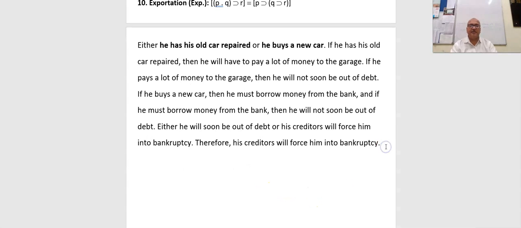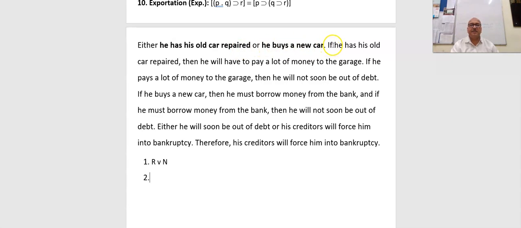How do you symbolize it? Suppose you are using a symbol. He has his old car repaired. We can use R as a symbol. So either R or he buys a new car. So let us say N is adopted for the statement which has new car. So this is the symbolization of the first statement.